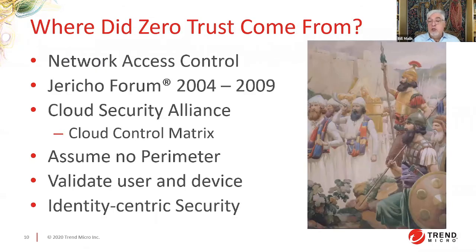So now let's get into where Zero Trust is. This is a picture of the great leader Joshua, who is about to tear down the walls of Jericho. The Jericho Forum was created in 2004 to get people to be aware of the fact that there is no perimeter, there are no walls. Network access control as a philosophy showed up in the late 90s. The idea there was you don't allow somebody into the network unless they prove who they say they are, and the device passes a health check.